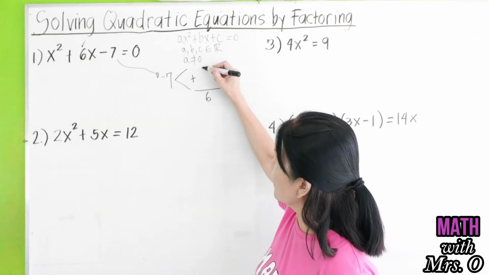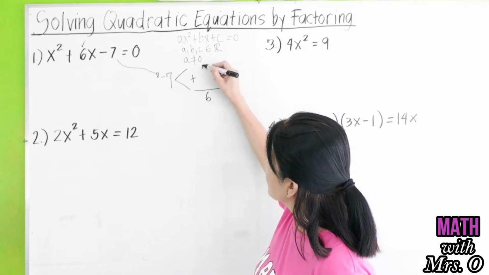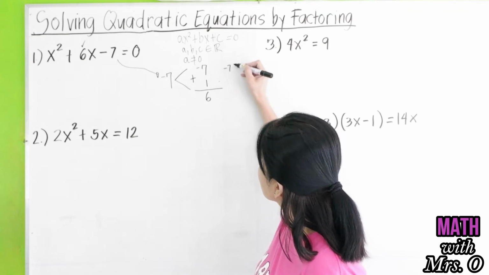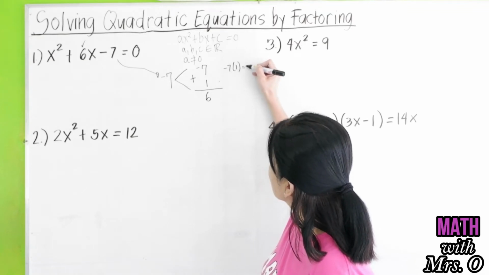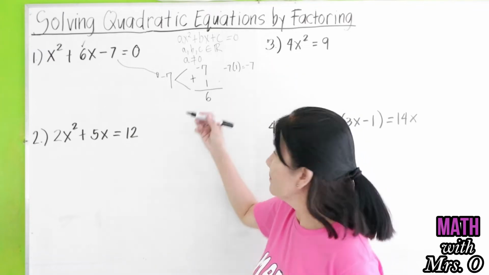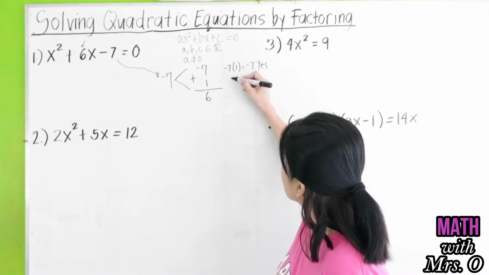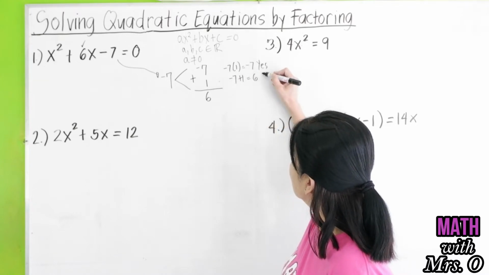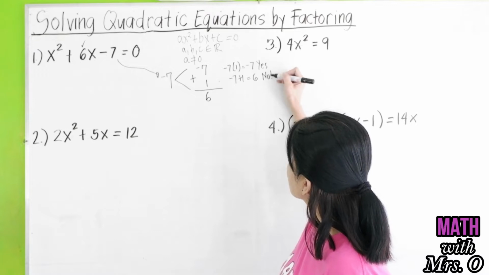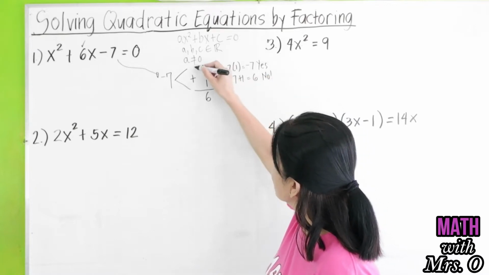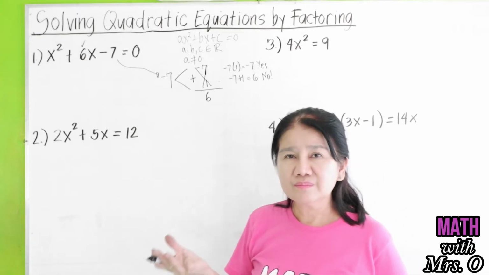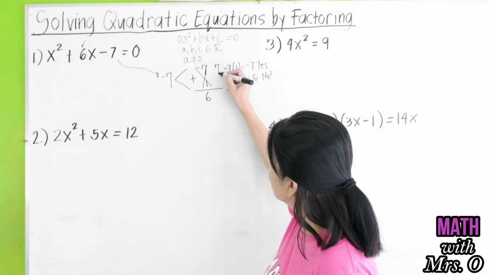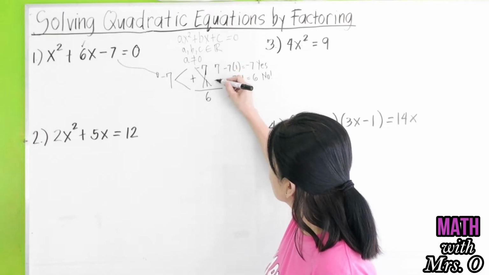Let us say you try negative 7 plus 1. Is negative 7 times 1 equal to negative 7? Yes. But is negative 7 plus 1 equal to 6? No, because it is equal to negative 6. So this will not work. Try another one. Other factors of 7. We can have 7 and negative 1.